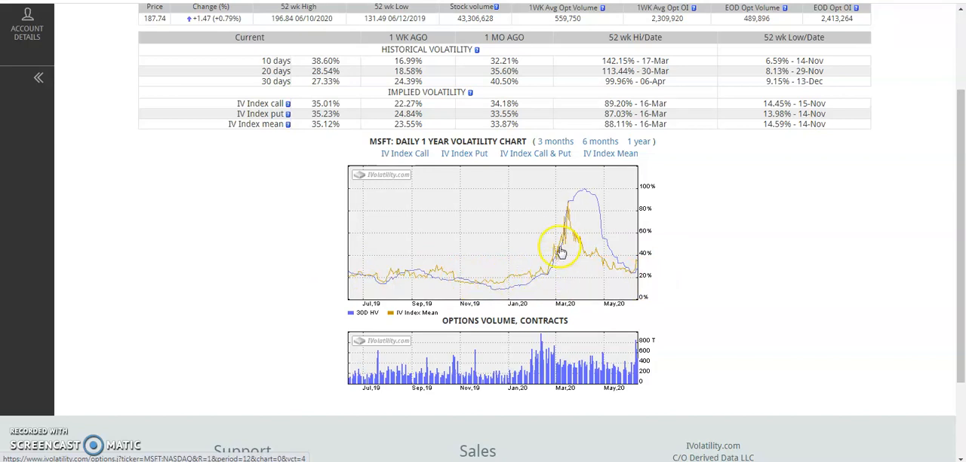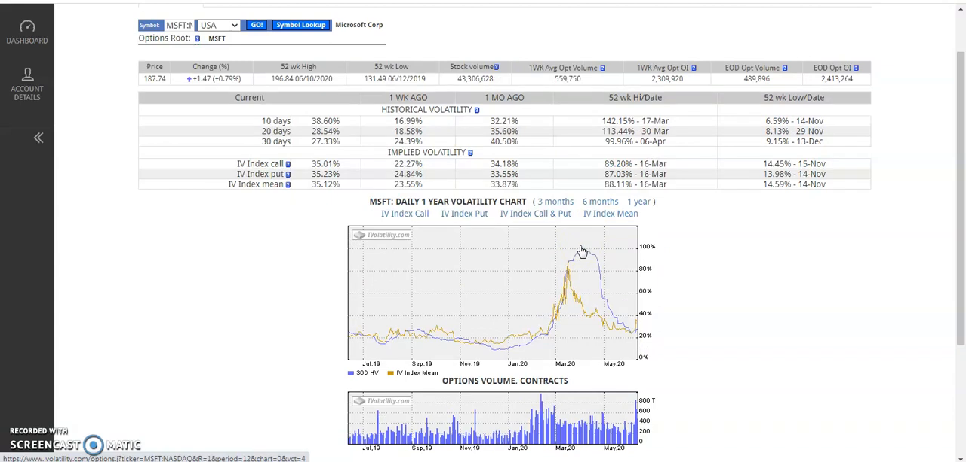Then coronavirus struck, and volatility spiked. That's because all the stocks were moving down in price. It jumped from 20% all the way up to about 100%, and now it's actually come back down again. So Microsoft is trading at roughly 30% volatility. Well, how do we use that? What is that telling us?